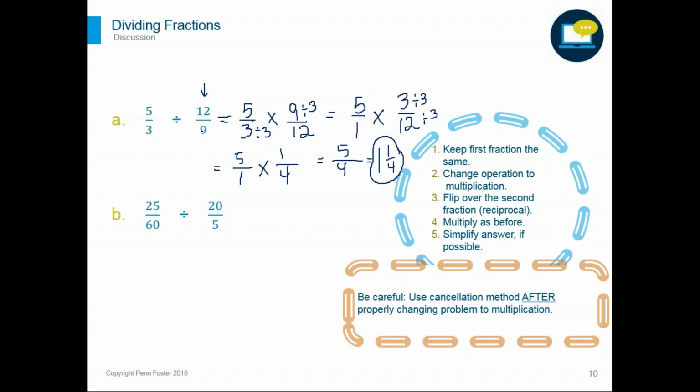Okay, let's do number B, the same concept. 25/60 divided by 20/5. Now, both of them are fractions. I'm going to keep the first one the same, 25/60 times, and then flip the second fraction over. That would be a 5/20.